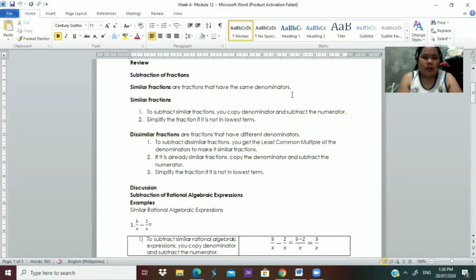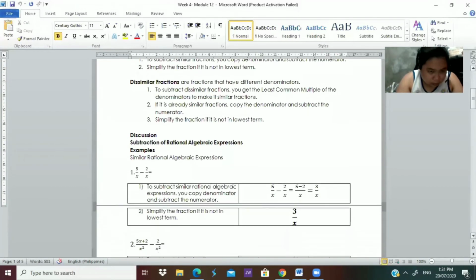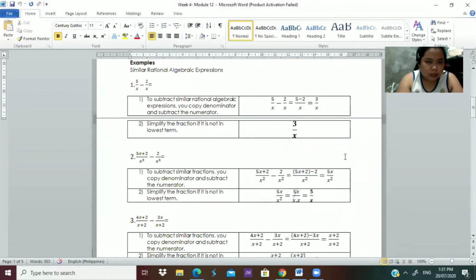Number one, to subtract similar fractions, you copy the denominator and subtract the numerator. And the second one, simplify the fraction if it's not in the lowest term. Okay, so dun muna tayo sa similar. So in similar, you have 5 over x minus 2 over x.